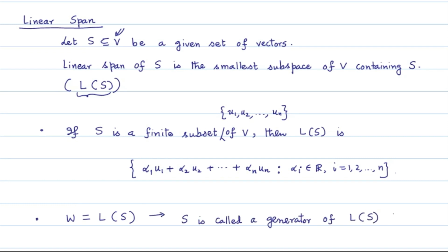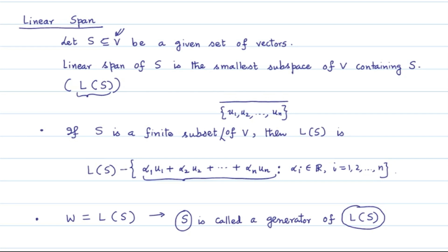This is due to the fact that all the elements in L(S) are generated by the elements in S, which can be explicitly realized from this expression. We notice that if S is finite, then in that case every element in L(S) is just a linear combination of the elements in the set S, and thus capital S is called a generator of this set L(S).